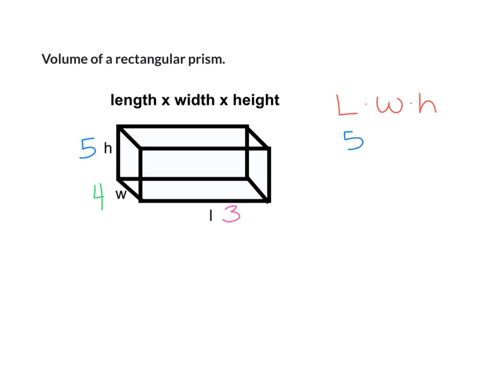So that would be 5 times 4 times 3. When I multiply that out, I end up with 60. So the volume equals 60 units cubed.